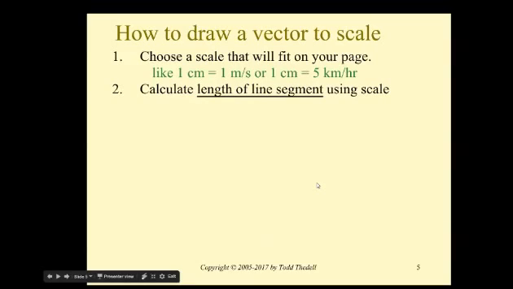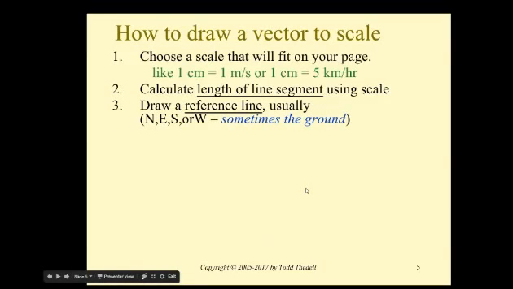Then you calculate the length of the line segment using that scale. We're going to use this as a scale factor for drawing our line segment. It could be something like 1 centimeter equals 1,000 kilometers per hour, and therefore we would have to scale that down so it fits on our page. Step 3, we then draw the reference line. It's usually north, east, south, or west, or sometimes it could be the ground if we're doing a vector that is a certain number of degrees up from the ground, things like that.